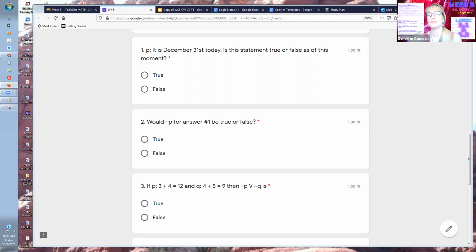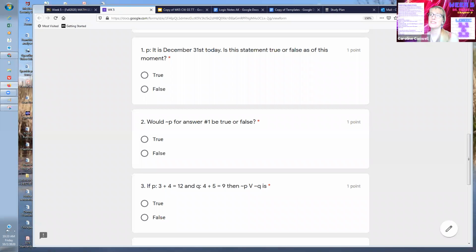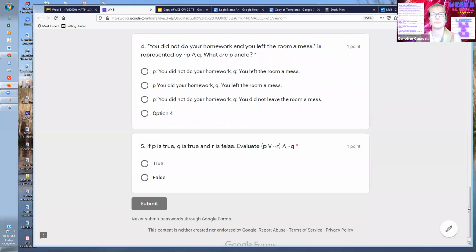So we're on question 2. So you've got P, it's December 31st. You're answering if that's true or false today. True. Then I'm asking for the negation. That's question 2. Just practice on negation, that's all that was. Moving on. So some of this is going to be a nice quick review for you.